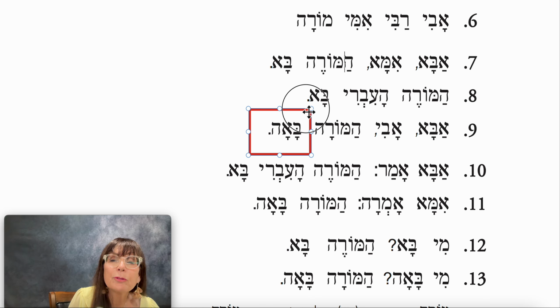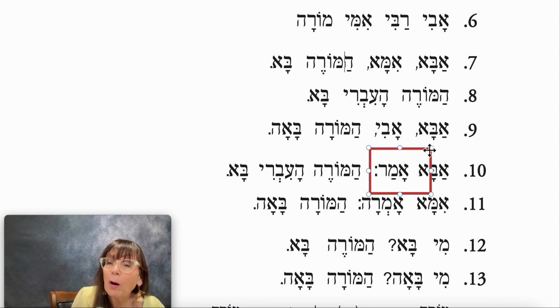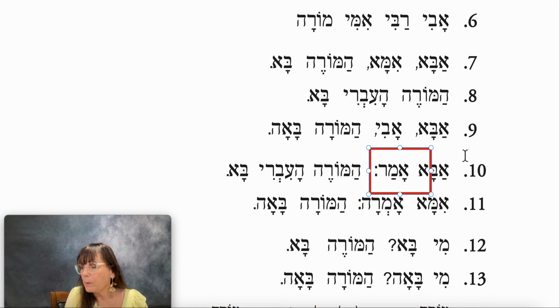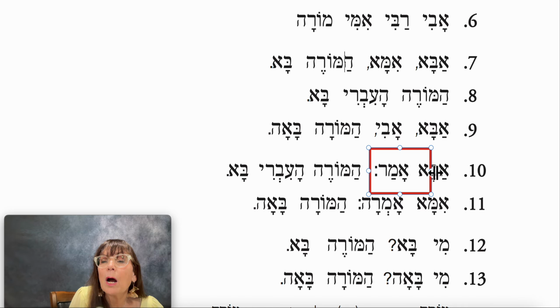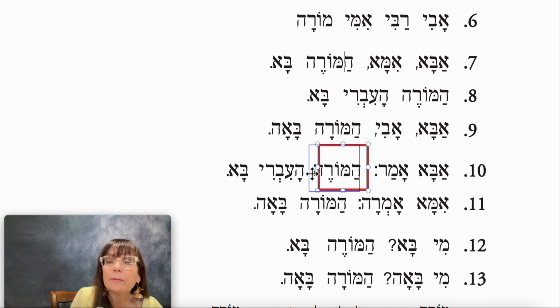That's a little bit into Hebrew too, but it's here, so I'm explaining to you why it is so. Okay, so now we have Abba Amar. Let me just see if we're learning Amar on this page or we learned it already. So I guess we learned it already. Dad said or father said, Abba Amar. Amar is said. Hamoreh ha'ivri ba. The Hebrew teacher is coming.